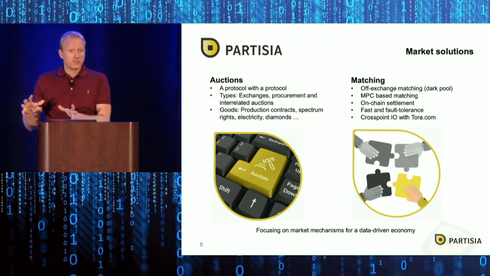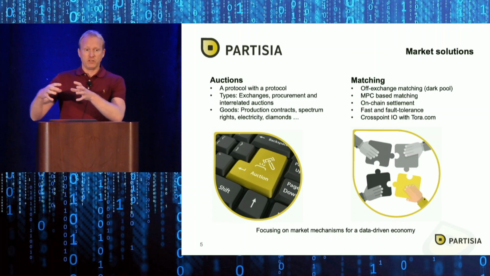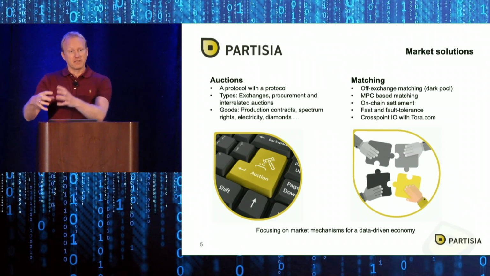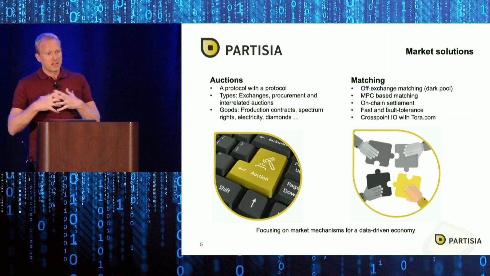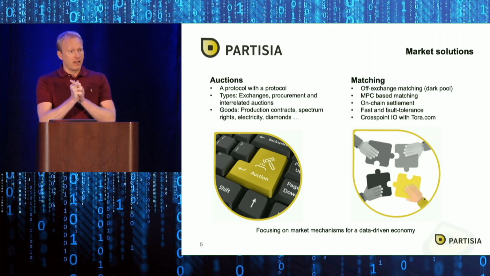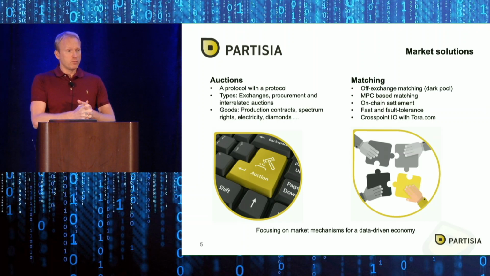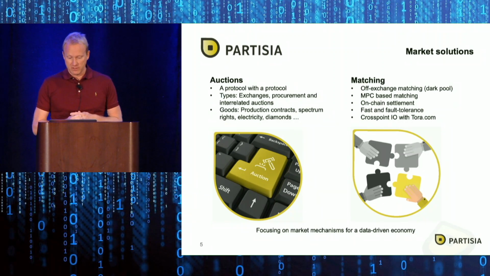A similar type of mechanism is matching, and a case that we are building as we speak is off-exchange matching, or basically what is known as a dark pool. So we take the dark pool operator and distribute that. One of the challenges with these dark pools is that if they get hacked, you get a lot of valuable information, and so they are an example of a vulnerable third party in the financial system that could be improved by a distributed setup.